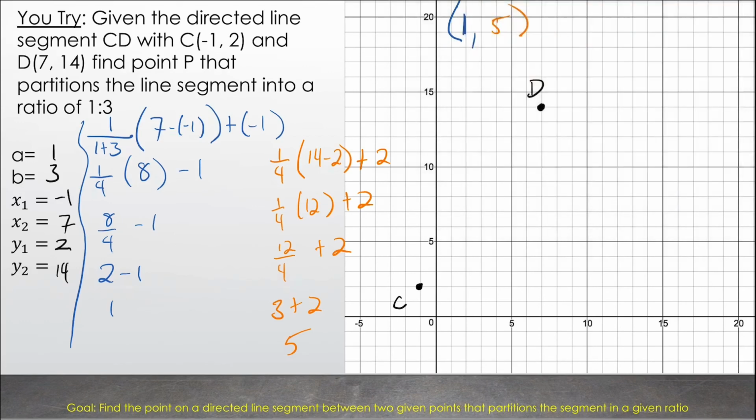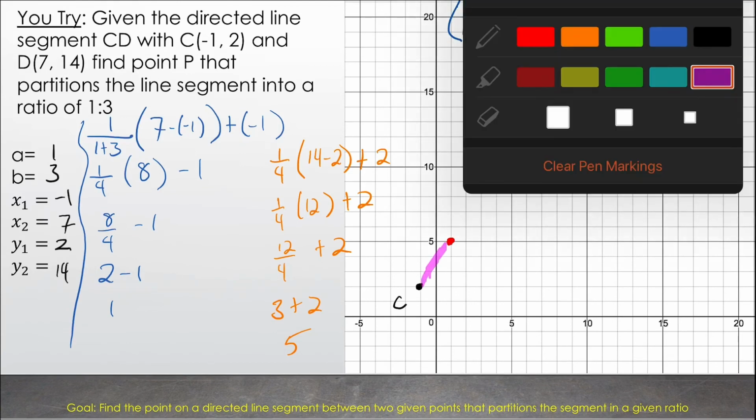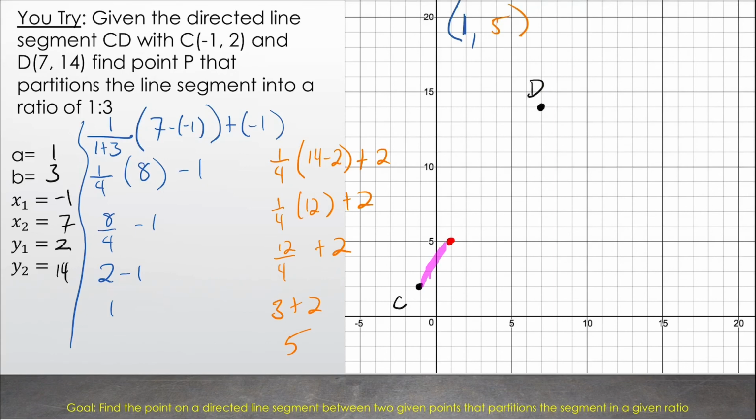Now let's see how we did here. So we got 1, 5. Well, it definitely fits in the line. And then we just gotta say, how is this section related to this section right here? Yeah, that yellow section is probably about 3 times as big as that pink section. Our coordinate point we found was 1, 5 to divide that ratio up.